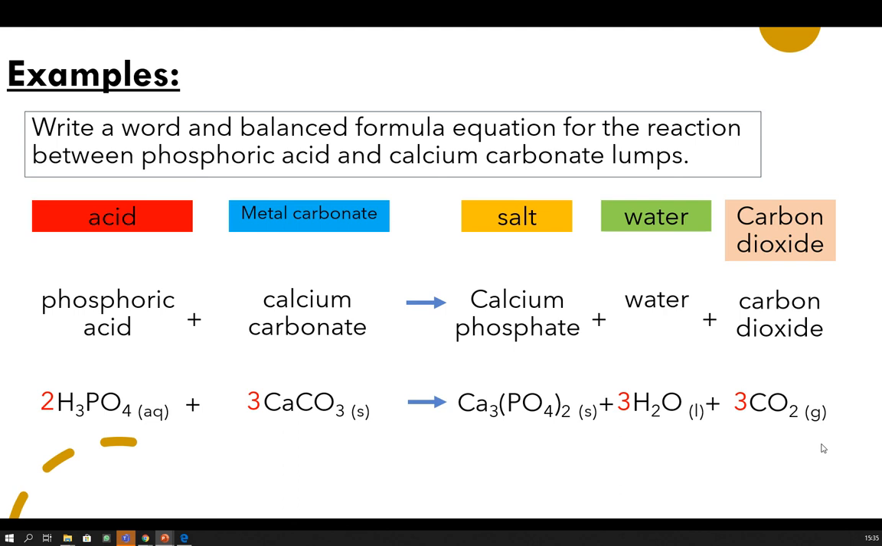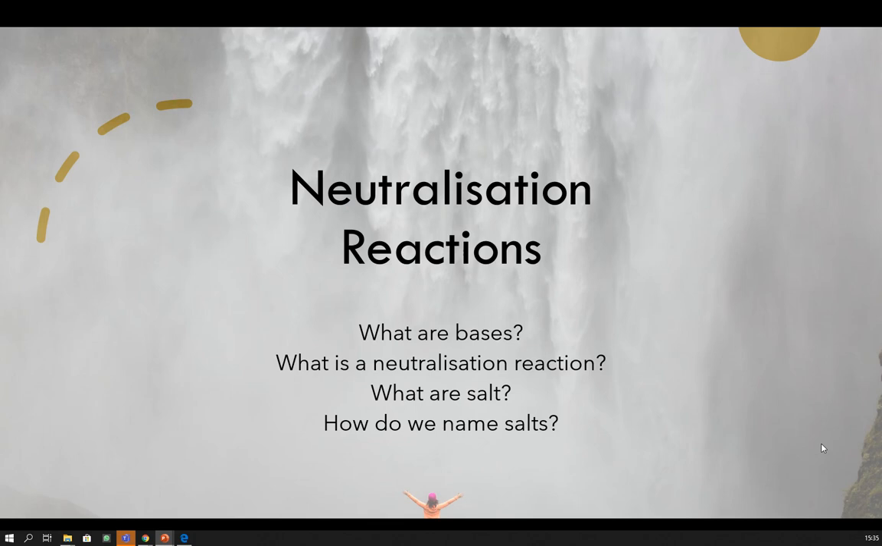So hopefully by this short video and going through the notes, you should now be able to tell me that a base is either a metal oxide, a metal hydroxide, or a metal carbonate, and can also include ammonium hydroxide and ammonium carbonate. You should know that a neutralization reaction is where a base neutralizes an acid, and the general equation for that is acid plus base giving us salt and water. And if you include a metal carbonate in that reaction, you also get carbon dioxide produced as well.